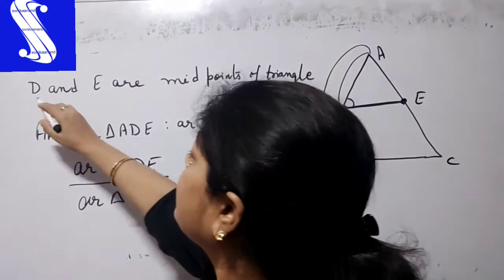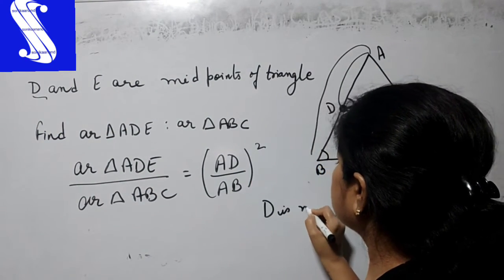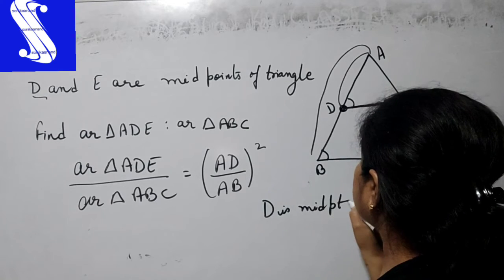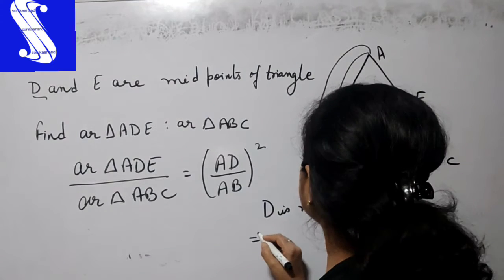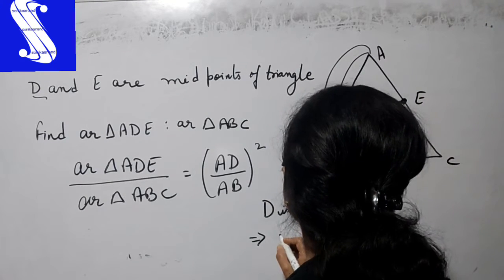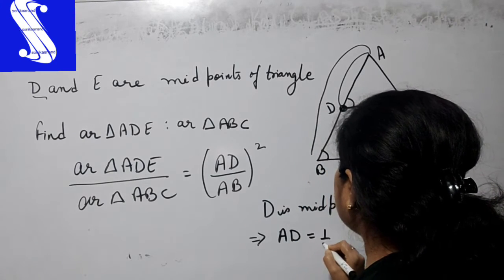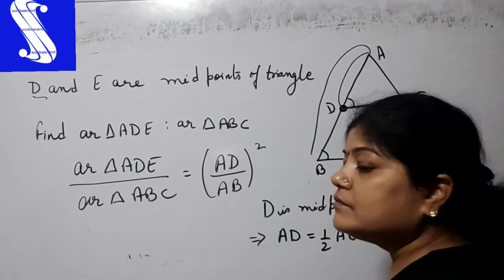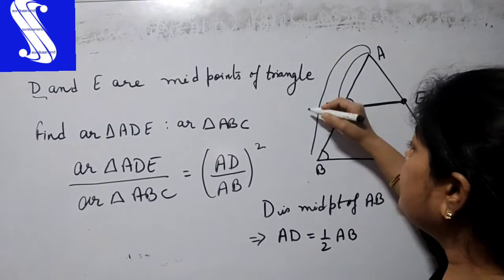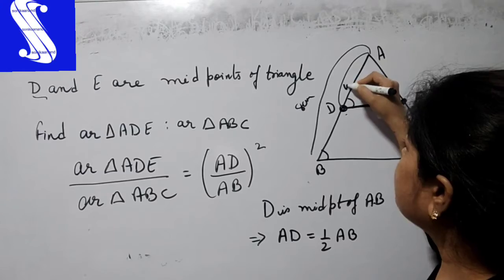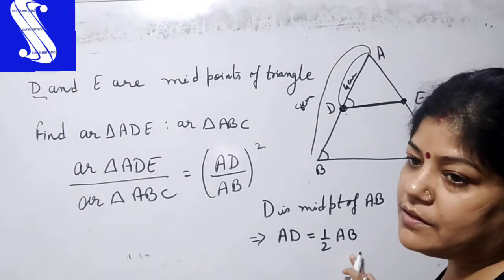Now as it is given, D is the midpoint of AB. So AD is half of AB. This is the midpoint. That means if AB is 8 centimeters then AD is 4 centimeters, right? Its half. That means AD is half of AB.